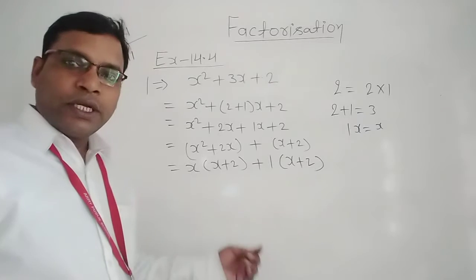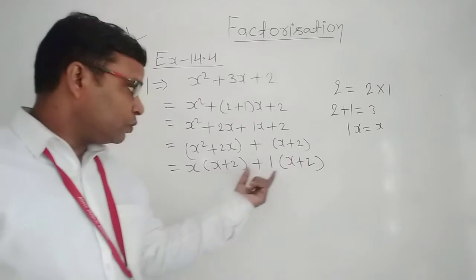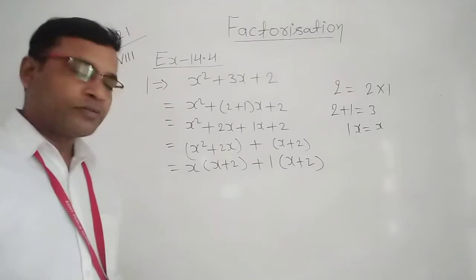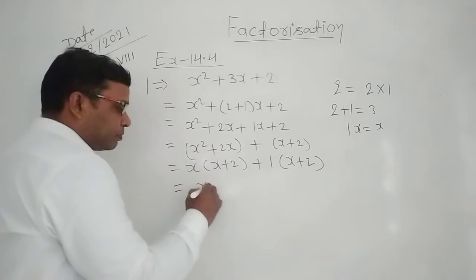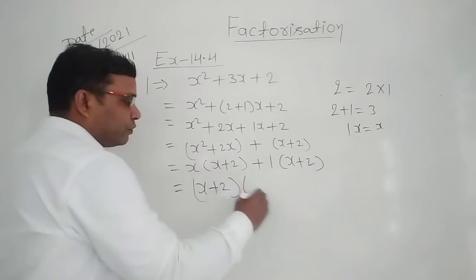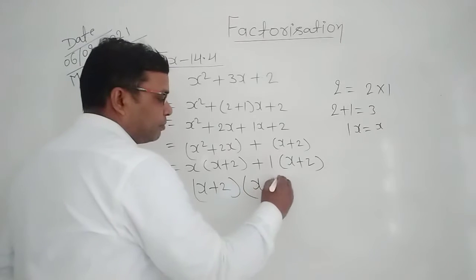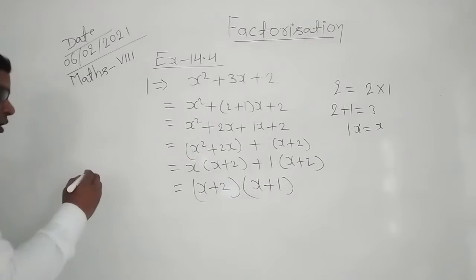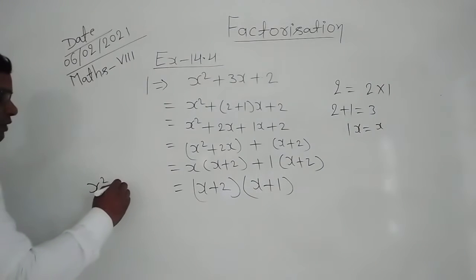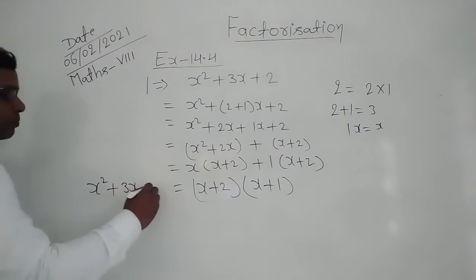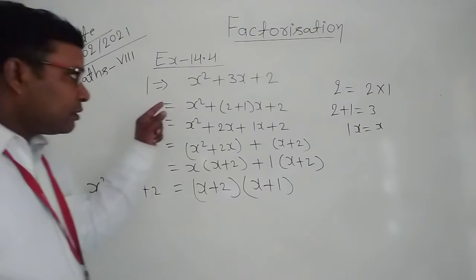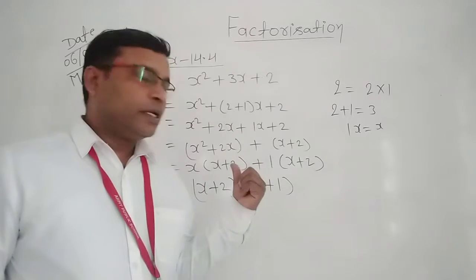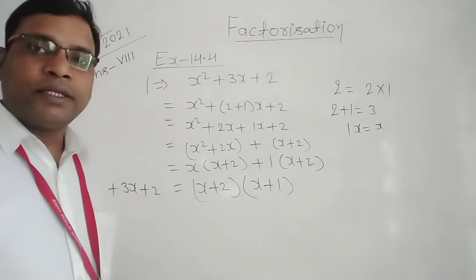Clear? Now, here you notice that x plus 2 is common in both terms. This is the first term, this is the second term. So you can take common x plus 2. Now, after taking common x plus 2, you get here x and here plus 1. This is clear? Now, so students, in this way we find the factorization of x square plus 3x plus 2. In these trinomials, we use the fourth identity to find the factorization of the given algebraic expression.